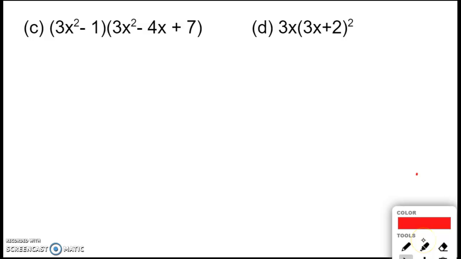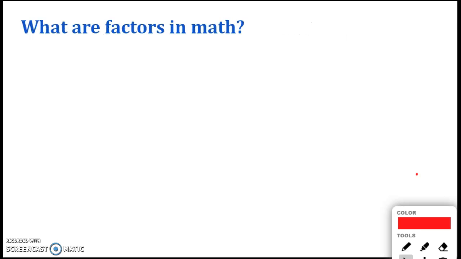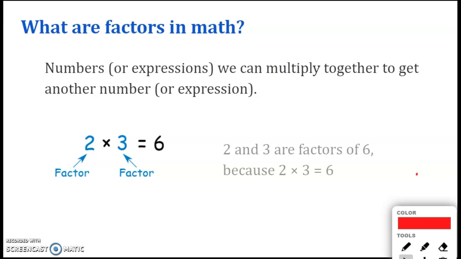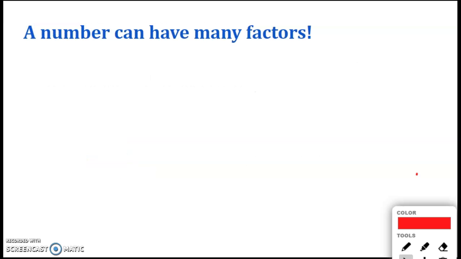So I hope you're a bit more comfortable with multiplying polynomials now. Now let's get to the next thing that we're covering, which is called factoring. When we're talking about factors in math, what are factors? Factors in math are numbers or expressions that we can multiply together to get another number or expression. For example, 2 times 3 is equal to 6, so we can say 2 and 3 are factors of 6 because 2 multiplied by 3 is 6. And numbers can have many factors.